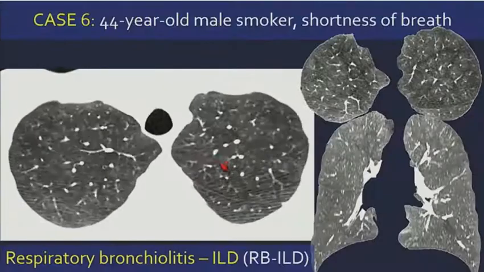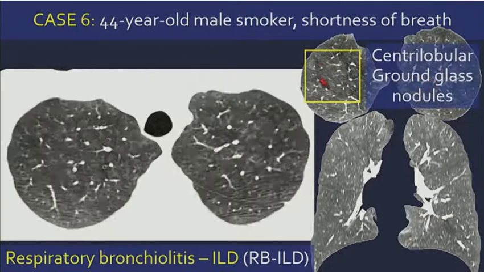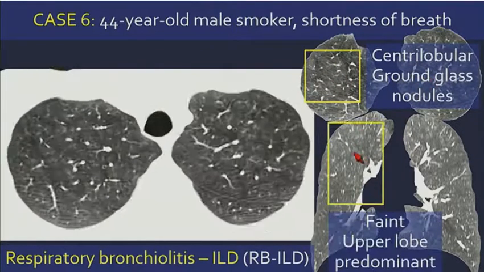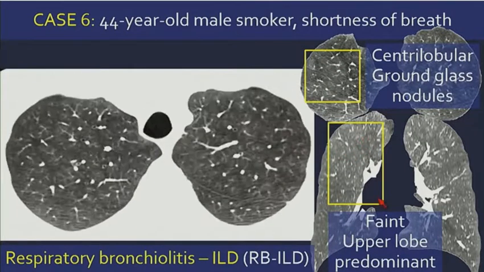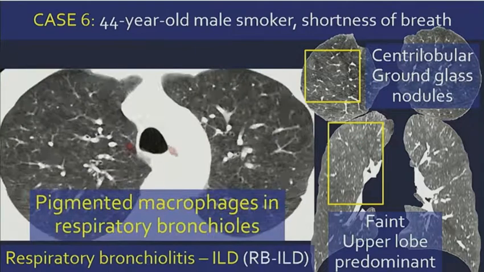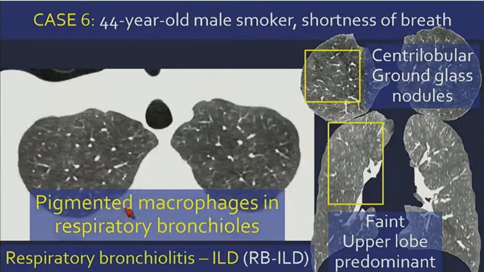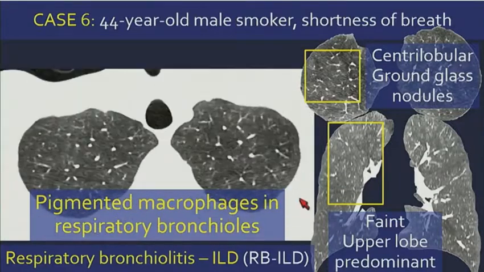And why is that true? Well, we see here that there is patchy centrilobular ground glass nodularity throughout the upper lobes here. You can see that it's very faint, and one thing to do when you're at the workstation is just really narrow the windows to see these types of nodules. And you can see that this is a peribronchiolar disease. It happens because of pigmented macrophages that are attracted to the respiratory bronchioles in the setting of smoking.